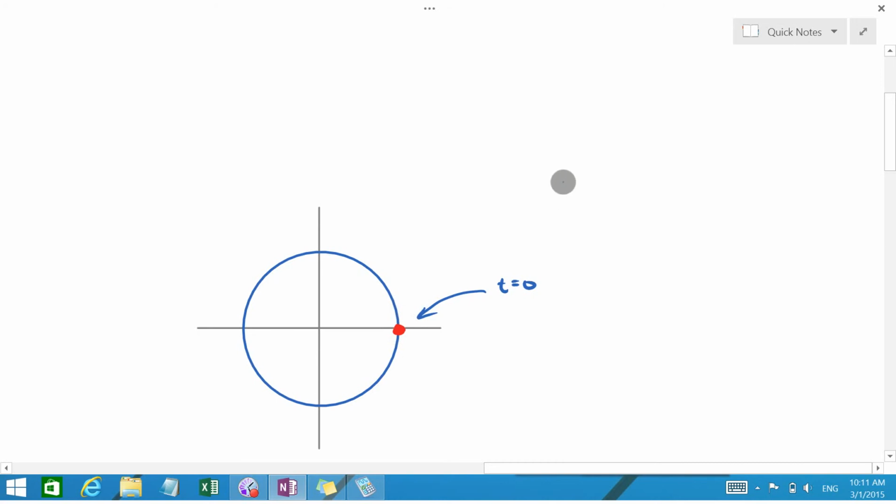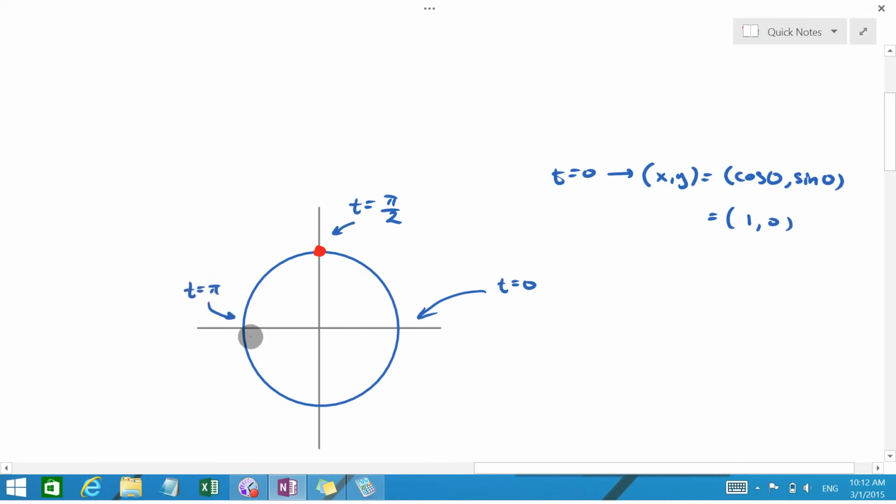All right, so maybe I'll write it this way. t equals 0 implies x comma y, the point we're interested in, is cos 0, comma sine 0, which is just, of course, 1, 0, which is that red point there. On the other hand, when t is equal to pi halves, we're using radians here, cosine of pi halves is 0, sine of pi halves is 1, that represents this point up here at the top. Similarly, t equals pi radians would be this point over here.